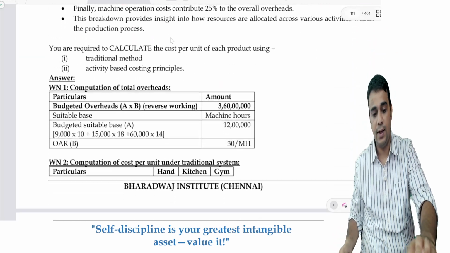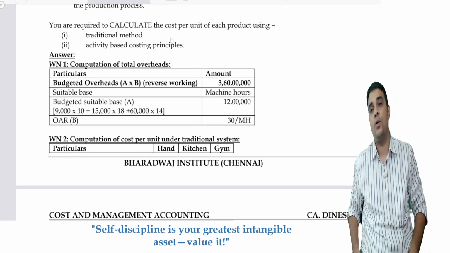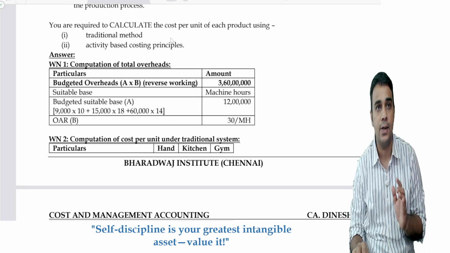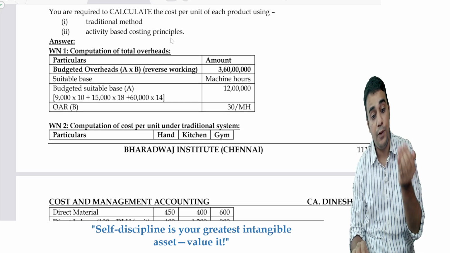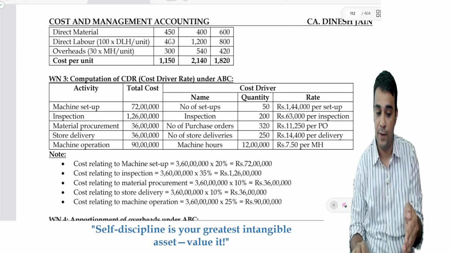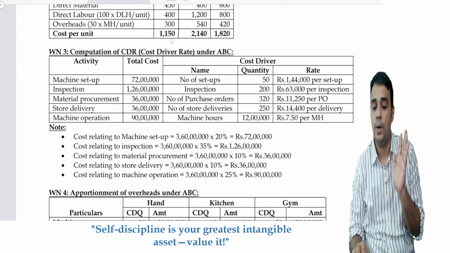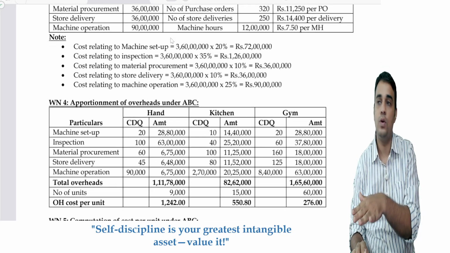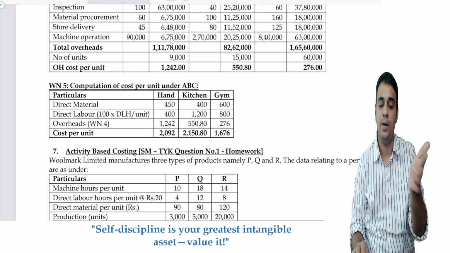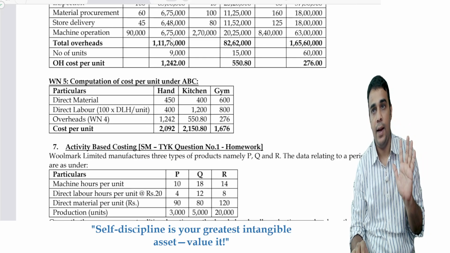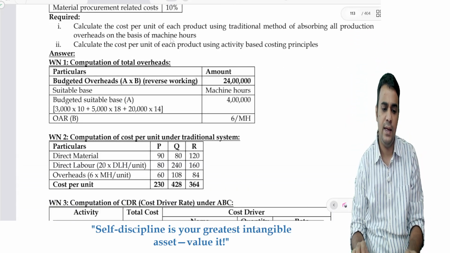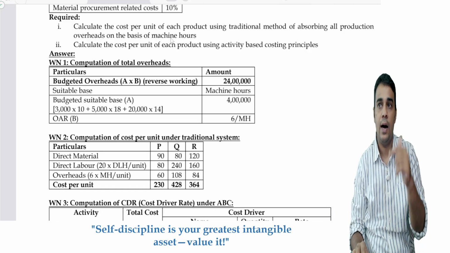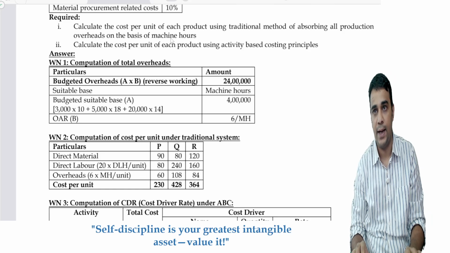So the tricky part was how to get the budgeted overheads first. They made it as a reverse working. After you find that, you have to do the bifurcation and do the calculation like this: 50, 200, 320, 250, 12 lakh. Do the bifurcation, get the overhead cost per unit, and then repeat it. Clear? Any doubts on this? Question 7, I don't see any extra adjustments. Exactly the same reverse working. I felt the earlier question was more tricky. That's why I did that.